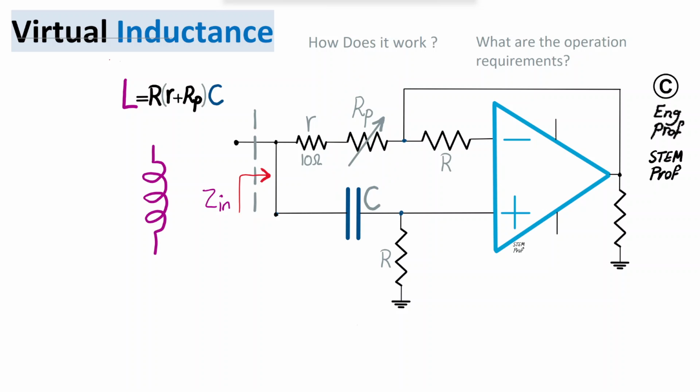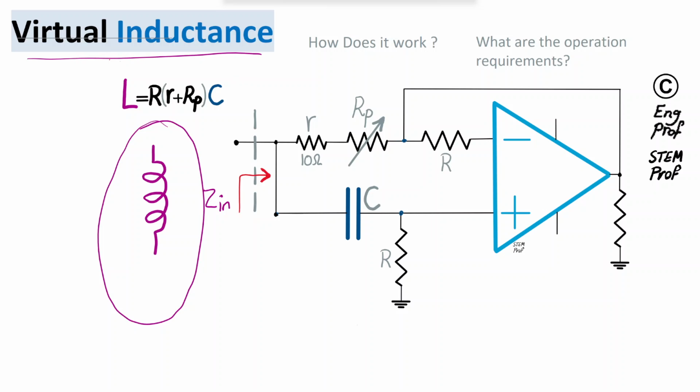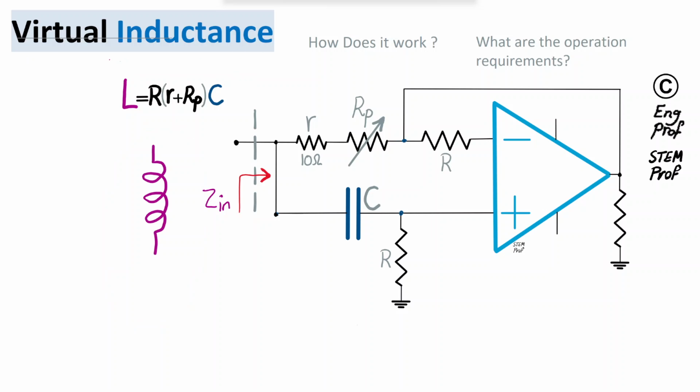We want to see how the circuit works and what conditions need to be satisfied for proper operation, so that if those conditions are met, then when the input impedance is measured from the perspective of this port, the circuit behaves as if we have an inductor. That's why we refer to it as virtual inductance or simulated inductor, because it really doesn't exist. It's just virtually simulated effectively.